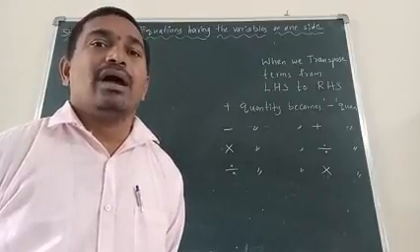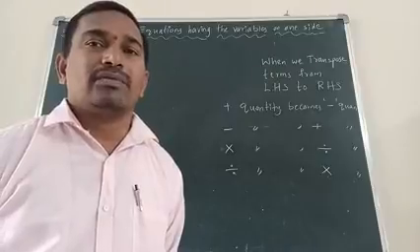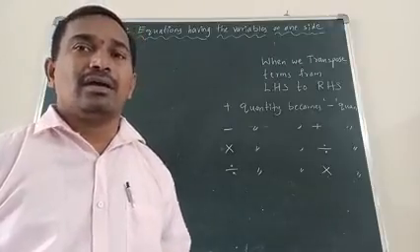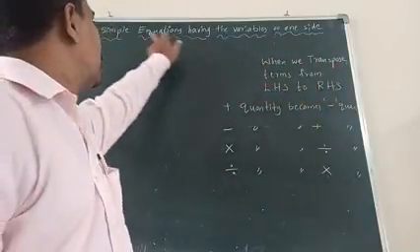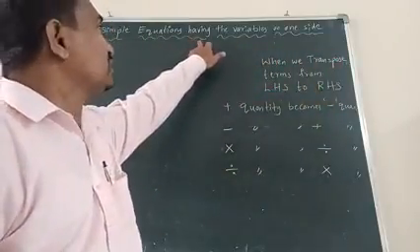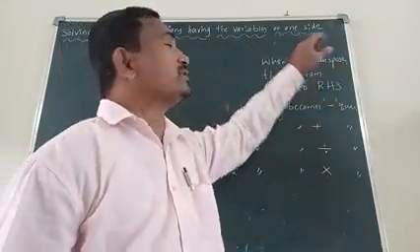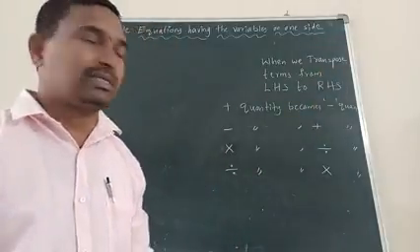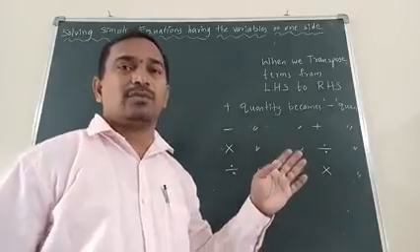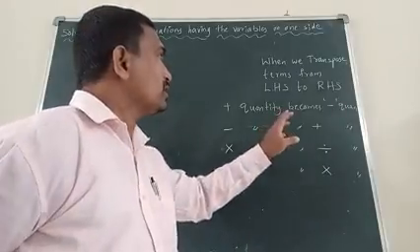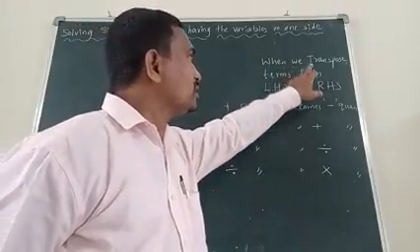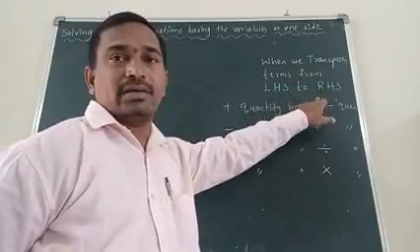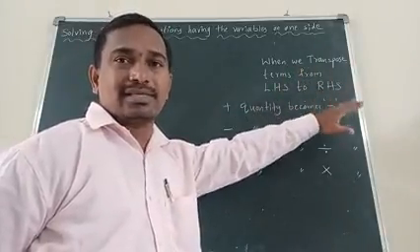Now let us see how to solve simple equations when the variable is on only one side. Solving simple equations having the variables on one side. For solving linear equations, we use these transposing rules. What are the transposing rules? When we transpose terms from LHS to RHS, from one side to another side.